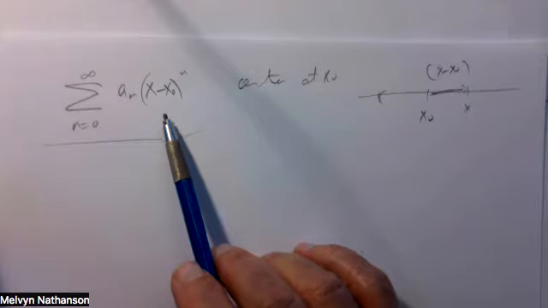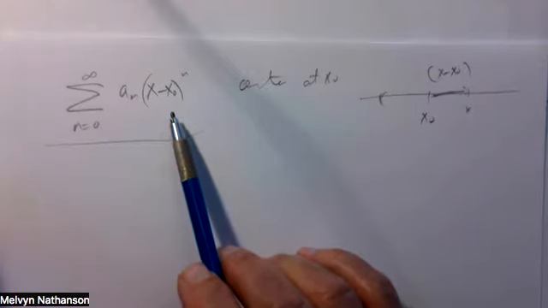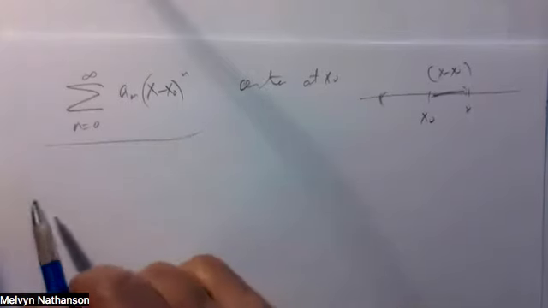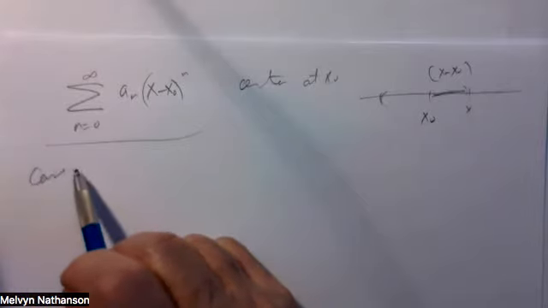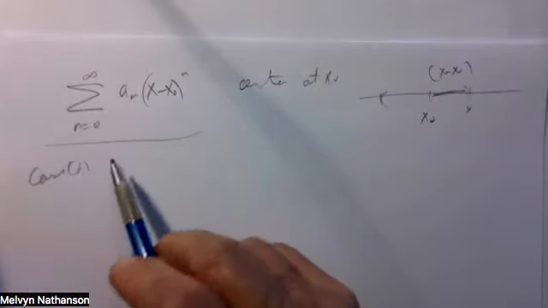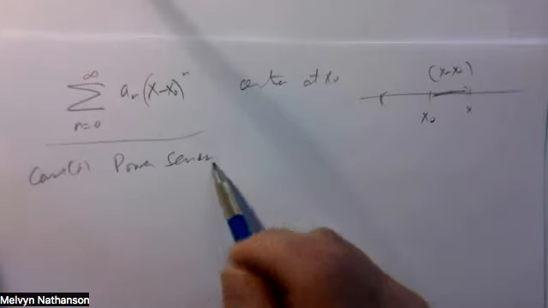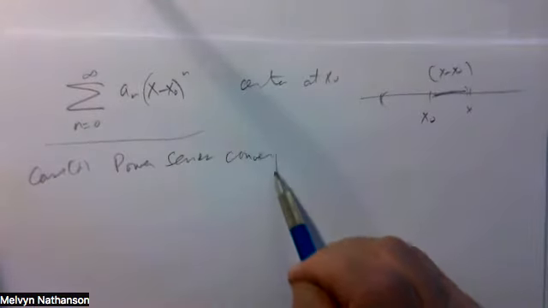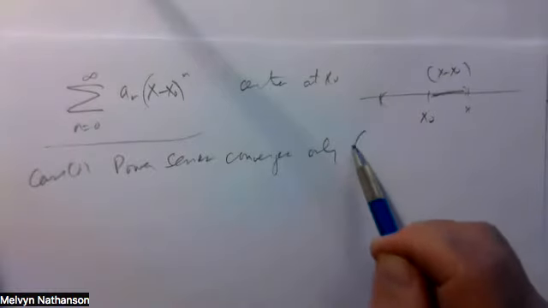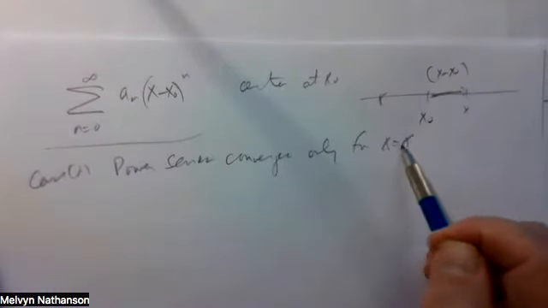And it doesn't necessarily converge, it could diverge. And there really are three possibilities. So case one is the power series converges only for x equal to x naught.